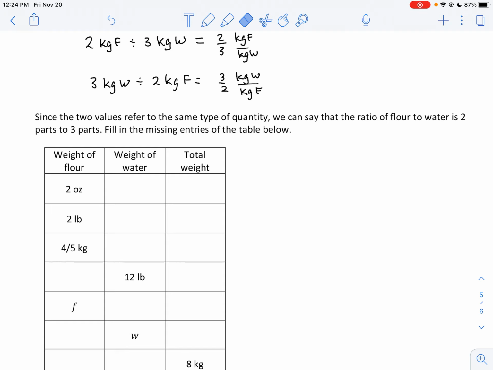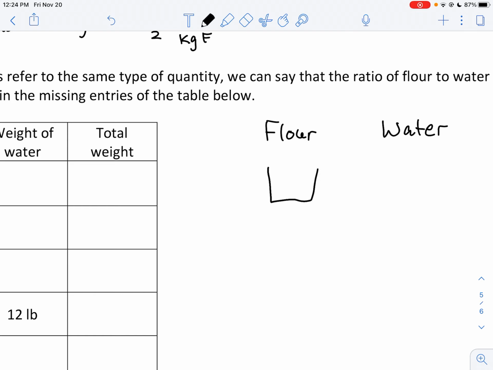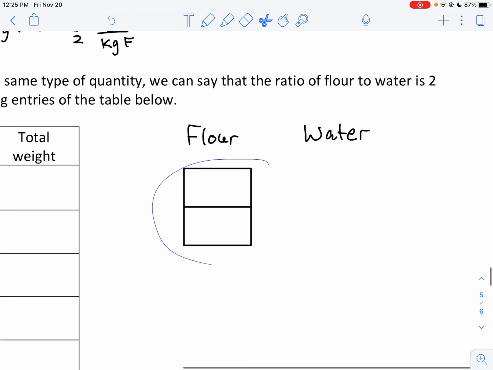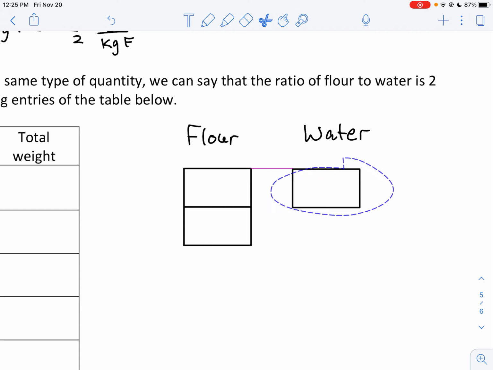Okay, so let's go with the amount of flour. I'm going to show you a strategy here. Flour to water. Parts. Ounce, 1 pound, it's just a part. And flour has 2 parts. So I'm going to copy this and paste. So here's a 2-part structure. Water has 3 parts.